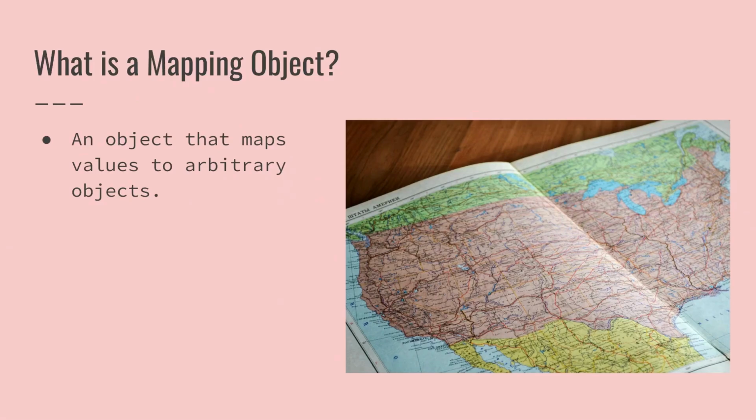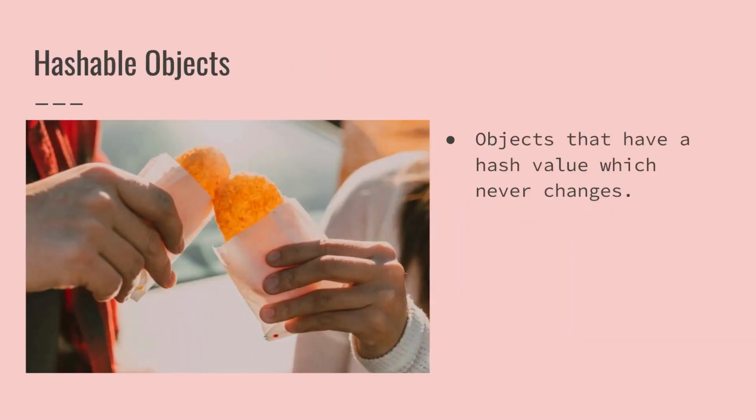First, let's establish what is a mapping object. A mapping object, as the name implies, is an object that maps values, specifically hashable values, to arbitrary objects. Just as a quick reminder, hashable objects are objects that have a hash value, that is, a numeric value that uniquely identifies data, which never changes during the lifetime of the object.